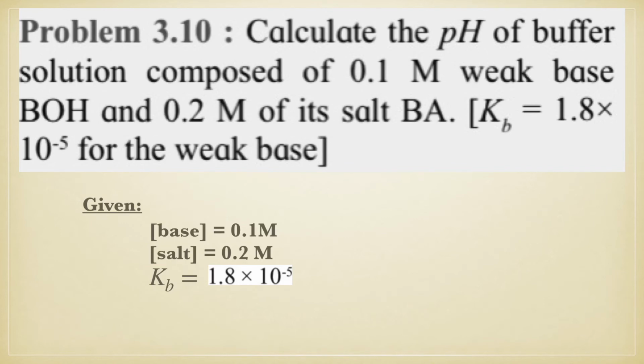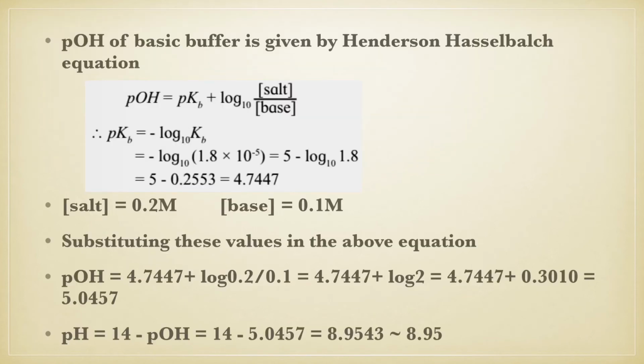So let's see what is given in this case. 0.1 molar weak base can be represented as concentration of base equal to 0.1 molar, concentration of salt is equal to 0.2 molar, and Kb is equal to 1.8 into 10 raised to minus 5 is given. Okay. So the pOH for a buffer solution is given as pOH equal to pKb plus log to the base 10 of concentration of salt upon base. Now the Kb value is given in this problem. So first we will find out the value for pKb. So pKb is equal to minus log to the base 10 of Kb.